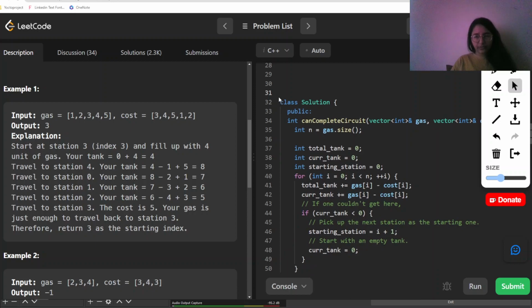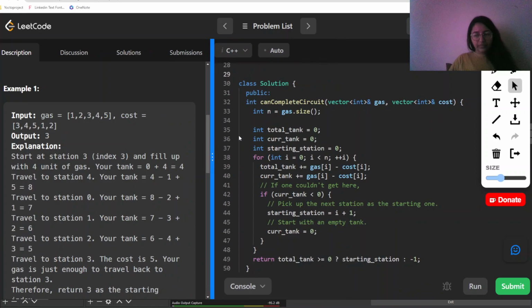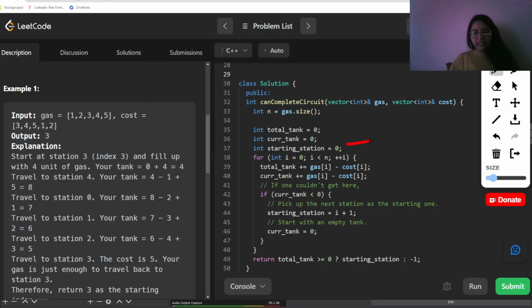Here's the coding part for this. The thing which we are required to do is maintain two variables, total tank and current tank, which will help us predict which should be our starting station. And then we will have the starting station variable, which at the end will let us know the station at which we can start.